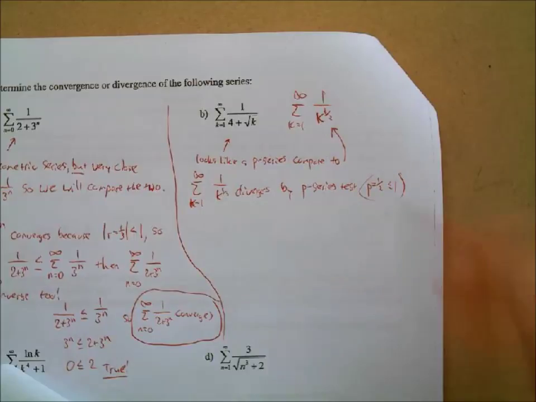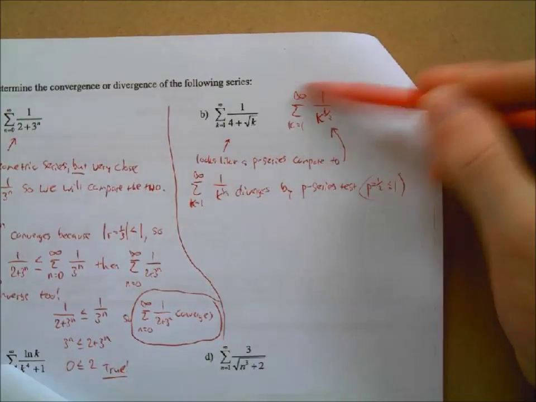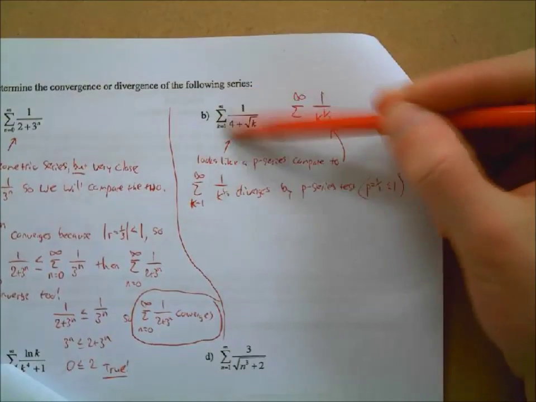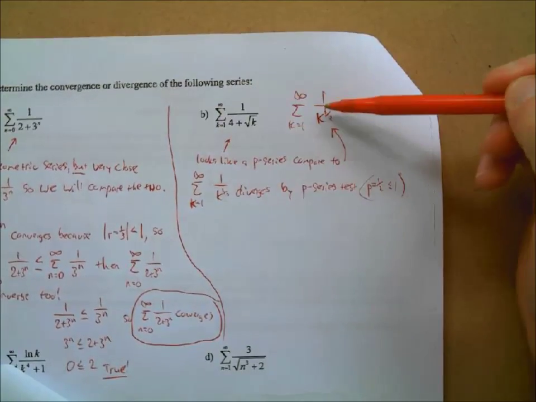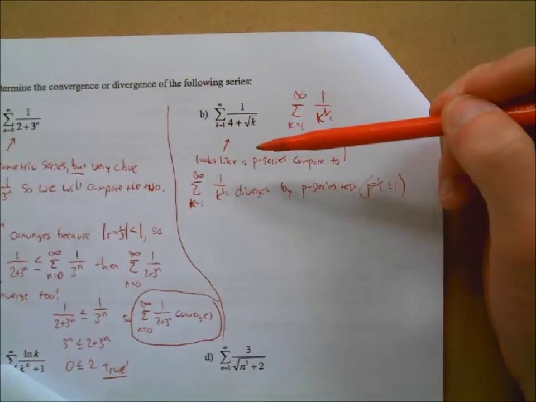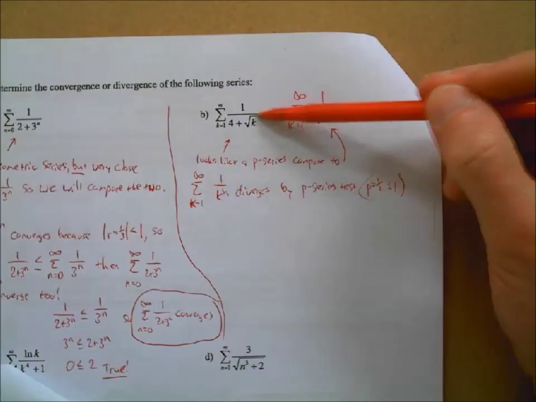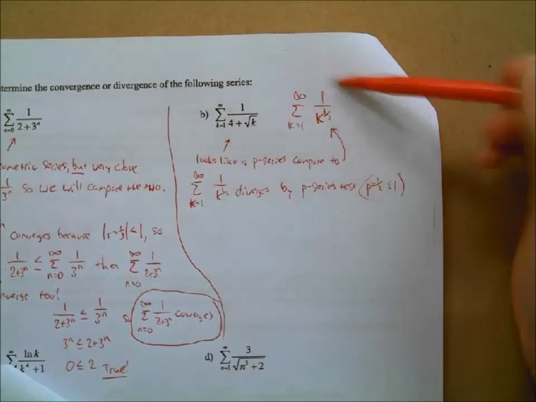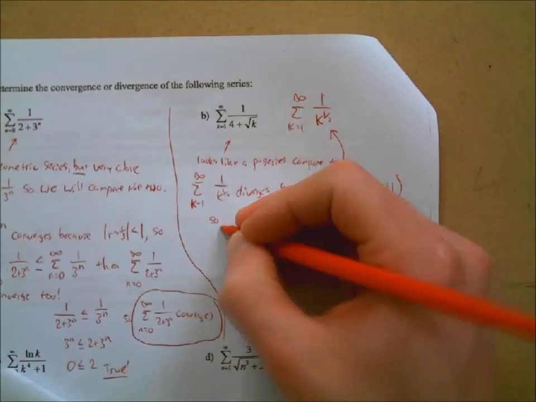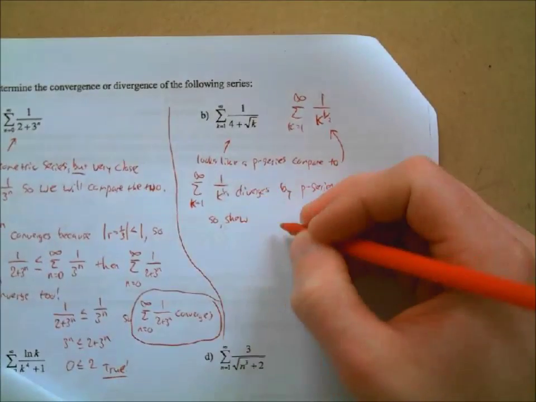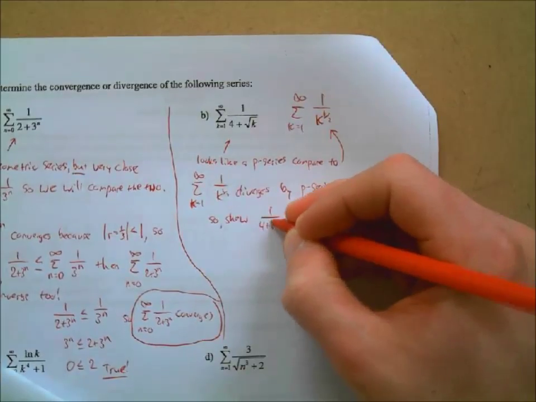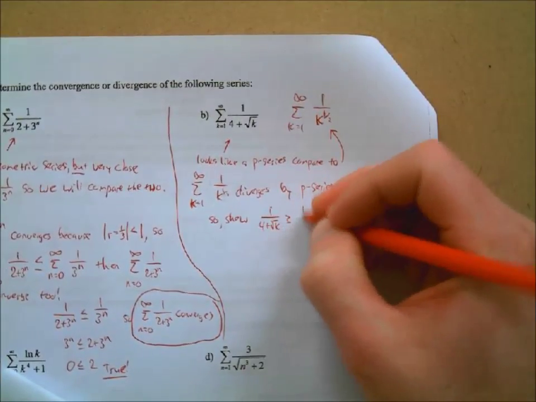So if we know that this diverges, and we want to be able to conclude something, what do we want to show that this is? We need to show that this is greater than this thing right here. So let's take a look. We want to show that 1 over 4 plus square root of k is greater than or equal to 1 over k to the 1/2.